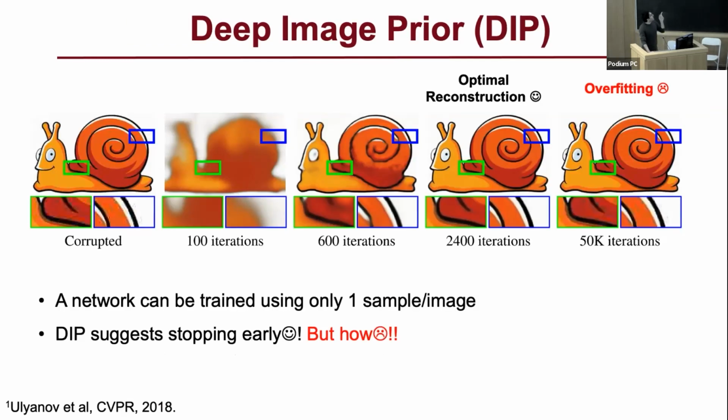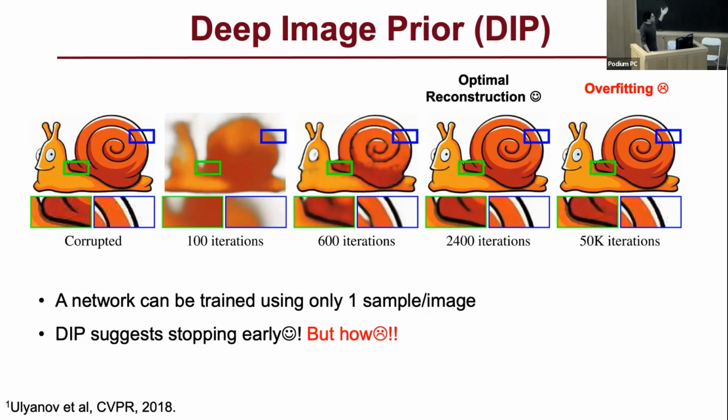I would like to touch upon this paper, deep image prior. This paper back in 2018 showed that you can perform reconstruction or image restoration using only a single image. Here we see a snail, and you just use a single neural network. As you go through the neural network, at one point you will achieve an optimal reconstruction quality. But if you just keep training on a single image, you will eventually overfit.